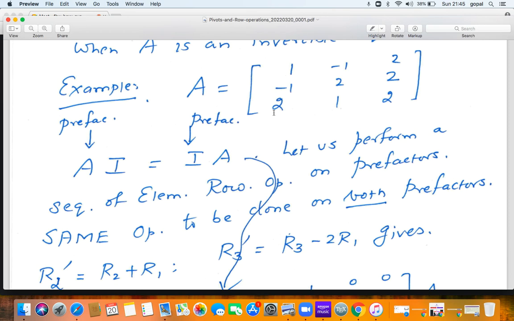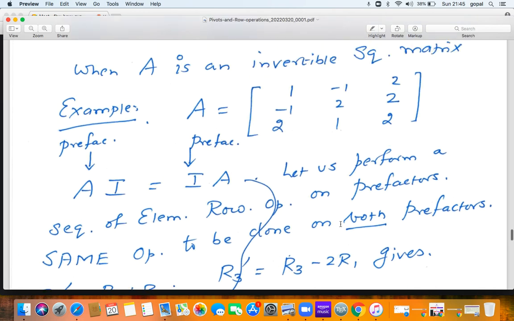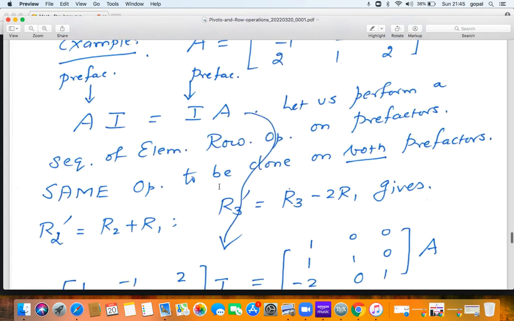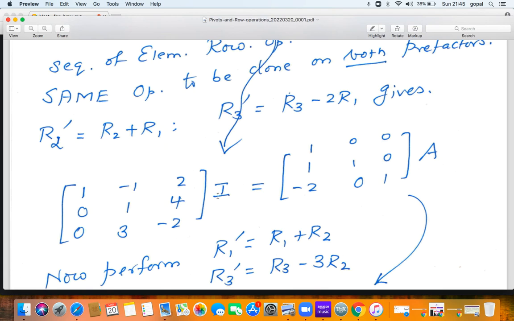R3 prime equals R3 minus 2R1. That will kill the 3, 1 entry and make it 0. So these are the two row operations I must perform in succession. The same row operations in the same order I must apply on the prefactor I, and I'll get a new matrix equation. What is that new matrix equation?